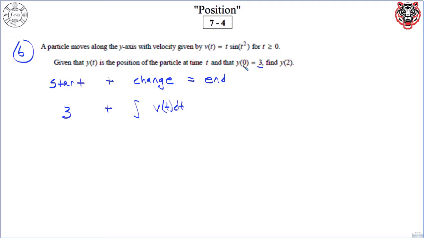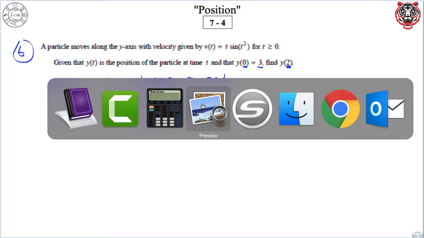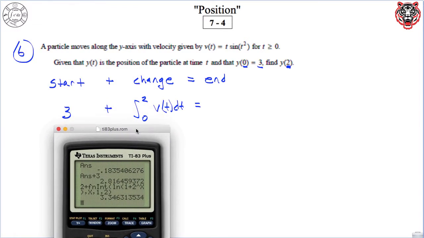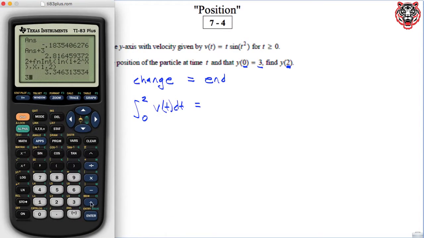And where are we going from? So this is the start from 0, and we're going all the way to 2. So from 0 to 2, and let's plug that in our calculator. So when we do this, we are starting with the initial value of 3. So it's going to be 3 plus the integral of that function. It's going to be math 9, and the function is t, or x in this case, sine of x squared. Okay, that's that function, comma, with respect to x, comma, from 0, comma, to 2.